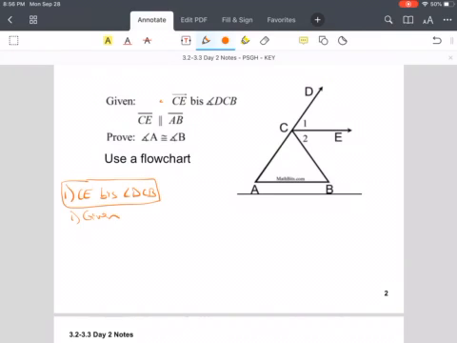So given the fact that CE bisects angle DCB, that is going to tell me that angles 1 and 2 are congruent. And that is because when you bisect an angle, it implies two congruent angles.